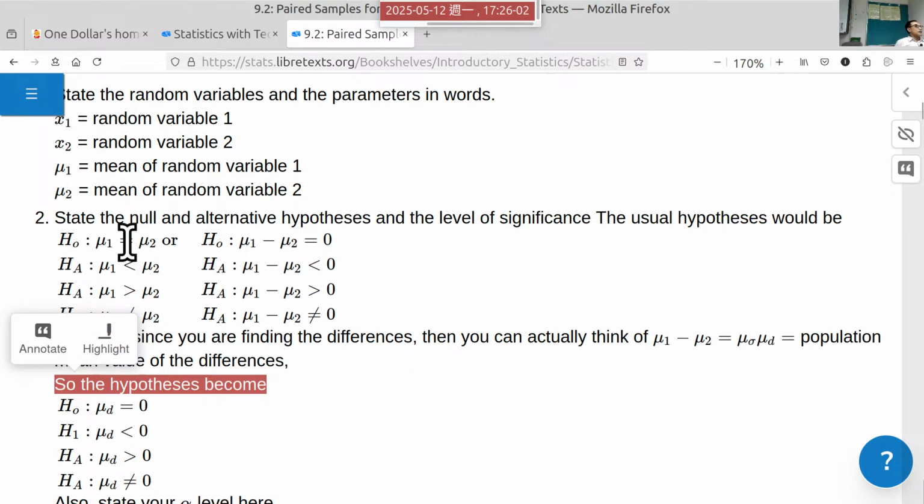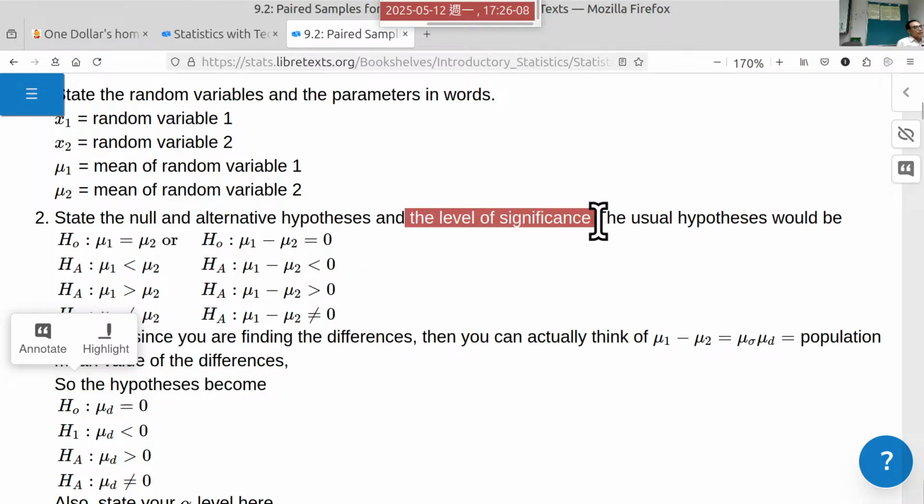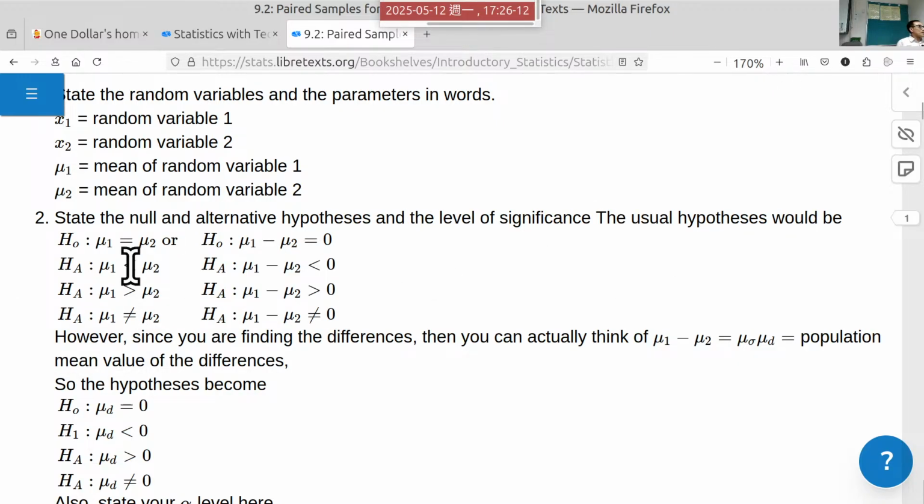Second, state the null hypothesis and alternative hypothesis and the level of significance. The usual null hypothesis is that the mu are the same. The alternative hypothesis is that they are not the same: smaller than, greater than, or not equal.